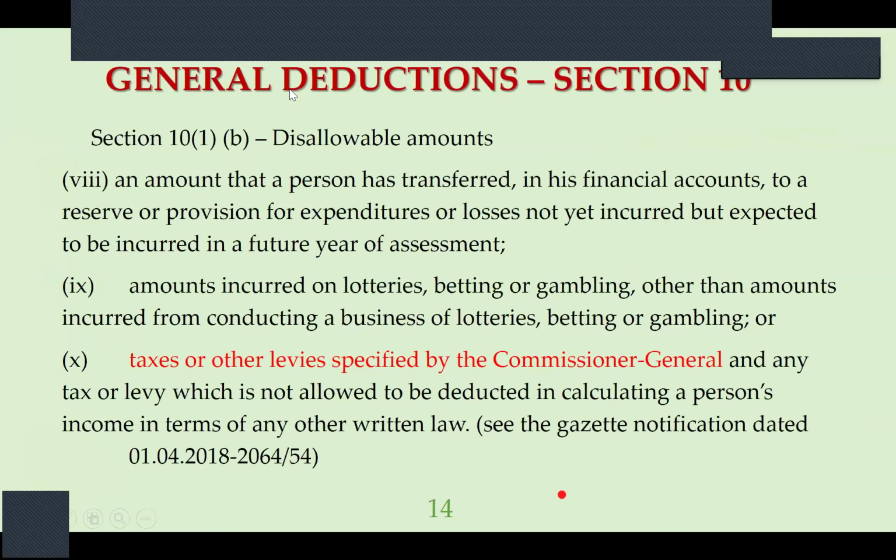So I will show you it in the act. So if you have questions under subsection 1, under section 10, you can ask now.